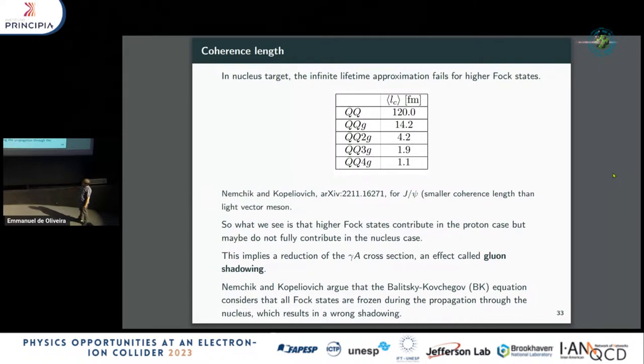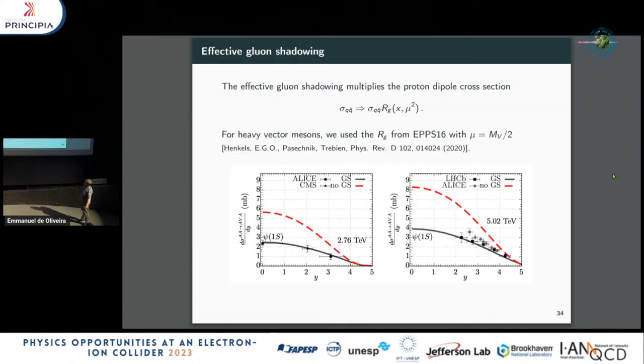Yeah. And also, they say that, okay, it's not me, they say that the Balitsky-Kovchegov equation cannot be applied to a nucleus just because of this problem, because the Balitsky-Kovchegov equation will take into account an evolution that includes all these Fock states, an infinite number of gluons, etc. We did that for J/psi in another paper, okay? So this is just a parenthesis.